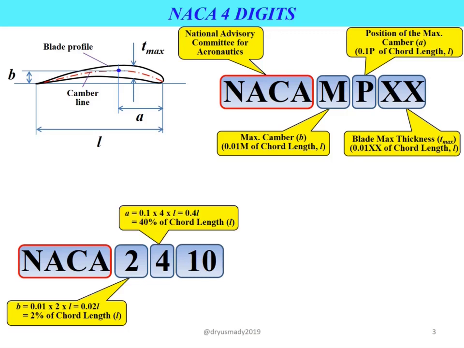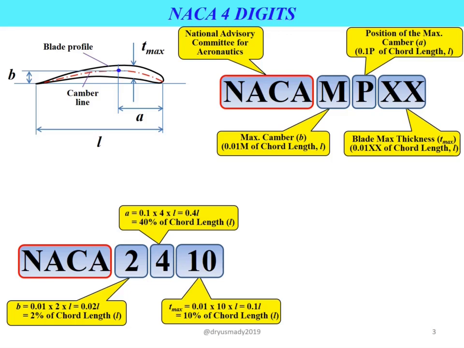The second term represents the P code. The value of the P code in this example is 4. From this value, we can determine the position of the maximum camber A, where A equals 0.1 multiplied by the P code 4, multiplied by chord length. So we get A equal to 0.4 L, which represents 40% of the chord length.